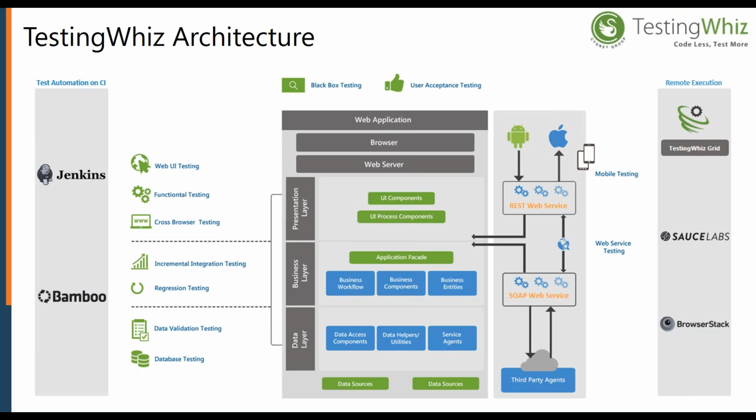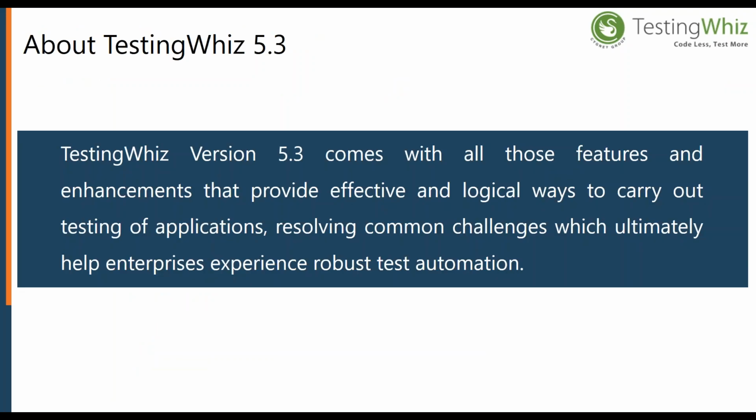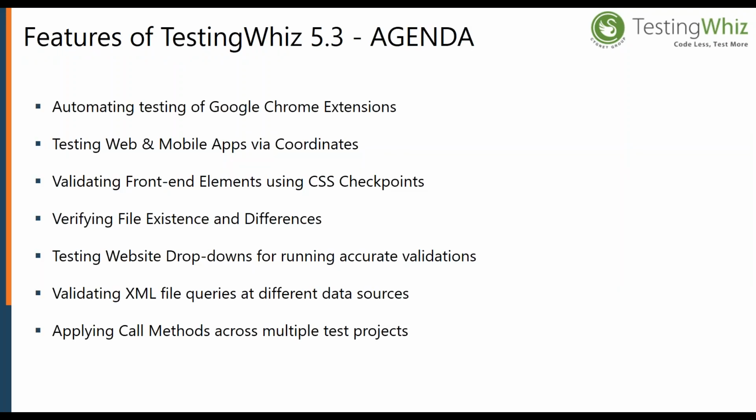Moving on, I would like to talk about TestingWhiz 5.3. TestingWhiz version 5.3 comes with features and enhancements that provide effective and logical ways to carry out testing of applications, while it also resolves some common challenges which ultimately help enterprises experience robust test automation. So let us see how TestingWhiz 5.3 and its features can help enterprises.